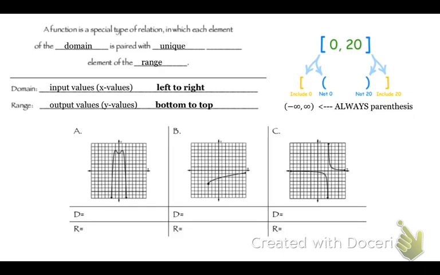Okay? These ones, domain on this one, negative infinity to positive infinity. Range is negative infinity to +6 with a bracket. Domain is 3 to infinity. Range is -4 to infinity. Domain is negative infinity to 3 and then 3 to infinity. And then negative infinity to 0 and then 0 to infinity.